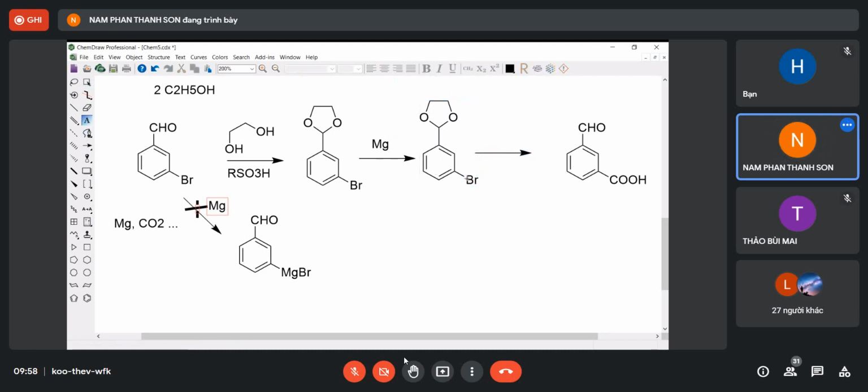Magnesium. Okay, and then no more C=O here, so we can have magnesium here, and then we have number 1, CO2, and number 2, H+. This one will hydrolyze the product of the reaction with CO2, and then this one will hydrolyze this one back to the aldehyde. This is the way to make this carboxylic acid containing the C=O in the molecule. Do you have any question here? If you don't understand, please ask me.